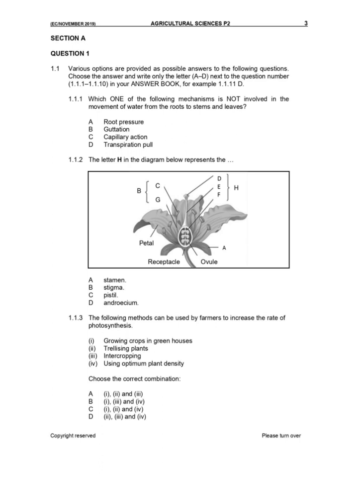Let's continue now to the next one. The letter H in the diagram below represents the... Okay, so as you can see, the letter H comprises three things. So what is that? We are given there the structure of the flower.